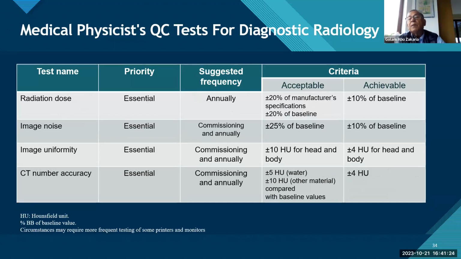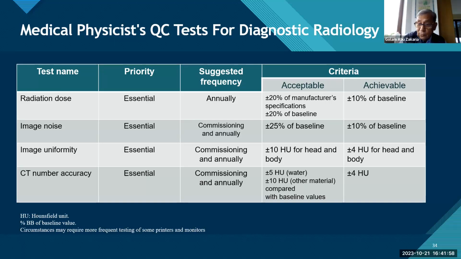And here is the acceptable value, and here is the achievable value. You see the acceptable value is 20% of the manufacturer specification, but you can achieve up to 10%. That's why in earlier times without a medical physicist, the department always did the acceptable table. But when you have medical physics there, naturally the department wants, or it is our job, that we should do the achievable criteria.